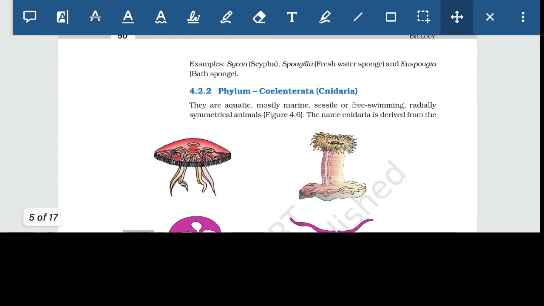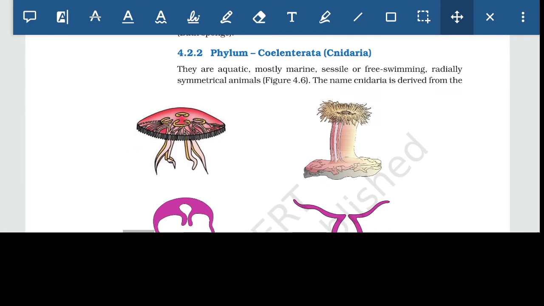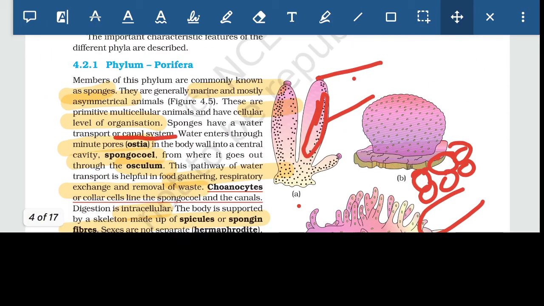Examples are Sycon, Spongilla. Okay, these are the examples. Then coming to the coelenterates, also called cnidarians. Every name of a phylum has its own definition. Here, Porifera means pore bearing animals.